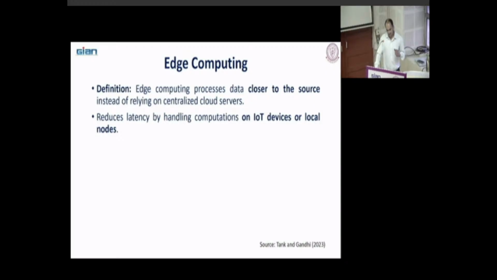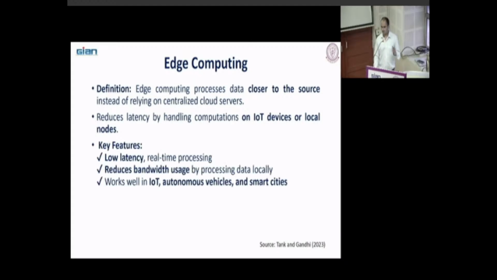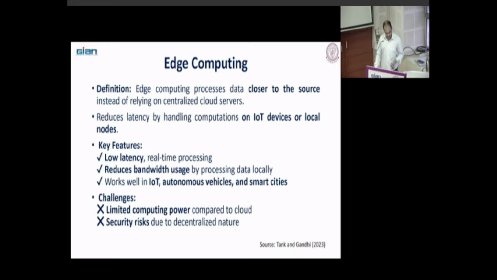It reduces latency by handling computation on IoT devices or local nodes. Key features: low latency, meaning less delay, real-time processing, and it reduces bandwidth usage as well. You don't need to send the data, so it reduces bandwidth usage by processing data locally. It works well in IoT, autonomous vehicles, and smart cities. These are some of the applications of your IoT devices. Challenges: limited computing power compared to the cloud. Why? Because of limited power, edge computing cannot handle a huge amount of data, whereas the cloud can manage a huge amount of data.